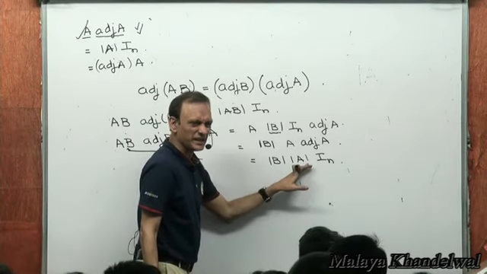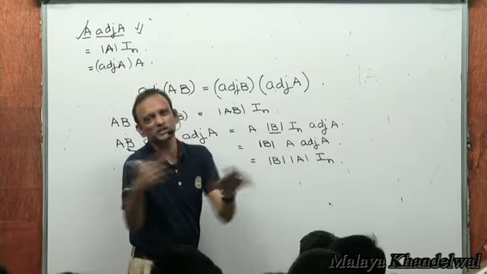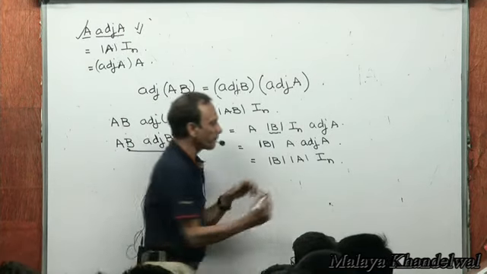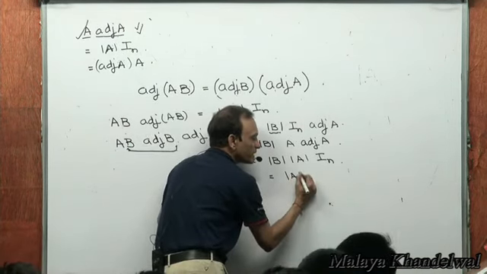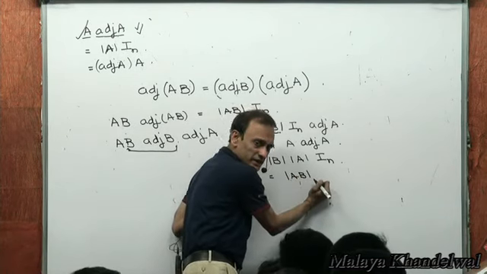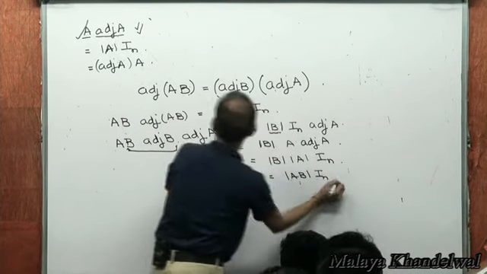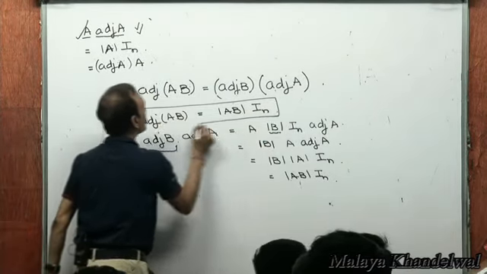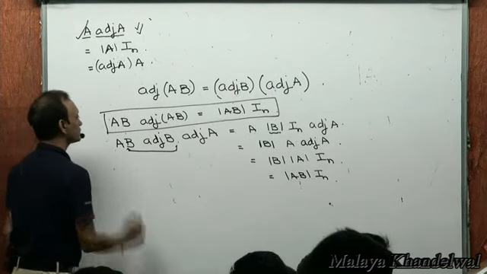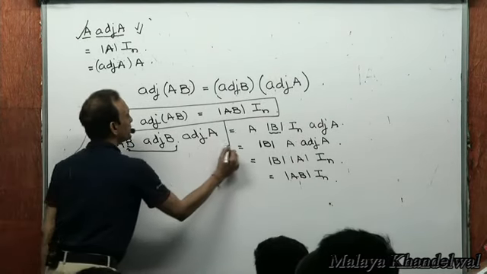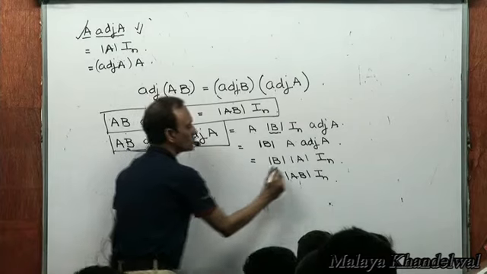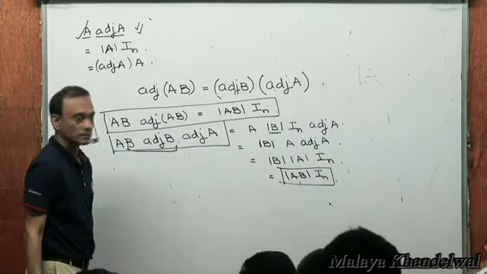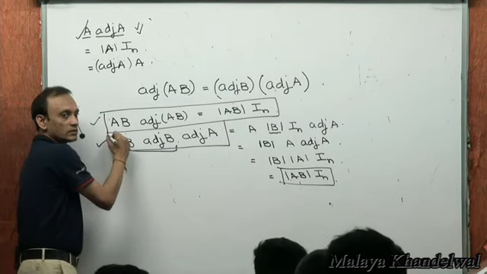Determinant B into determinant A is the same as determinant BA or the same as determinant AB. That's a property we read in determinants. Into In, AB adjoint AB is determinant AB In. AB adjoint B into adjoint A is also determinant AB into In. Same? So these two must be equal.